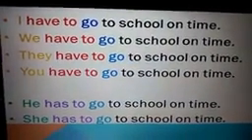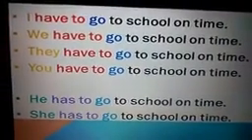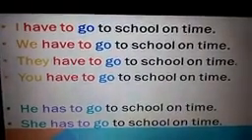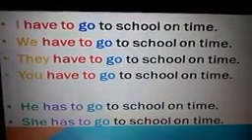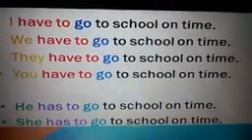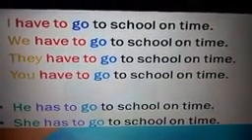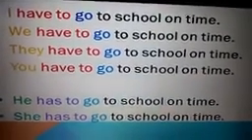Okay, what about the next 2 sentences? We have he and she. What happened to have to? It became purple now, and it is has to. Okay, so he and she, and of course it, are followed by has to. But I, we, they, and you are followed by have to.